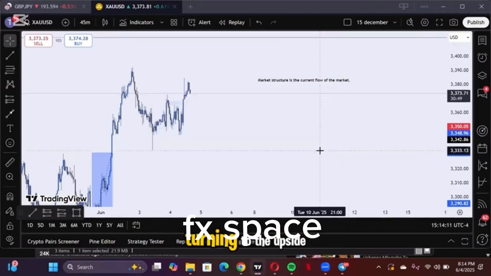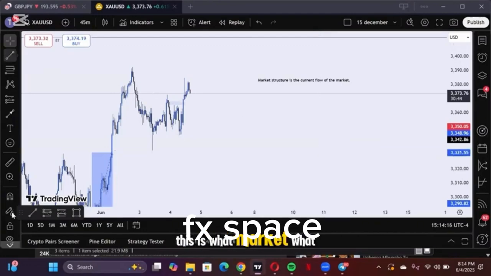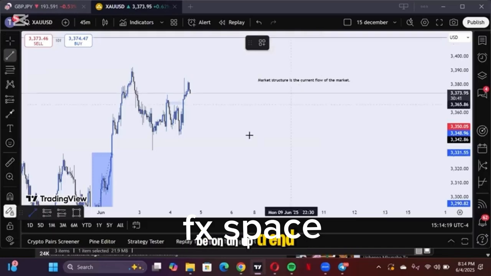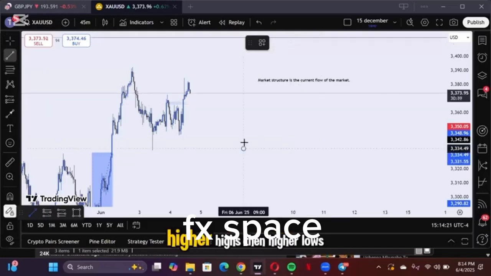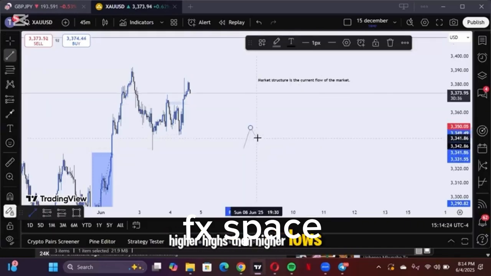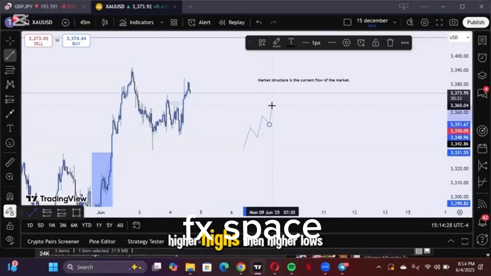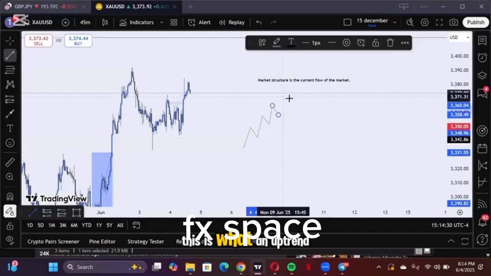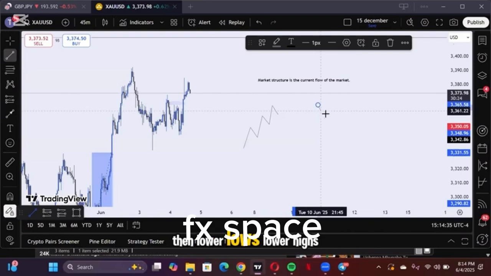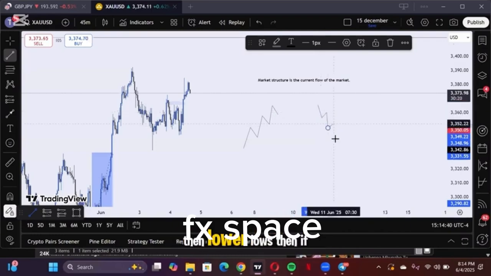So it's either market is trending to the upside or it's trending to the downside, or market is ranging. Now, this is what it means for market to be on an uptrend. We see market making a series of higher highs, then higher lows, higher highs, then higher lows. This is what an uptrend is made up of. Then for a downtrend, you see markets making a series of lower highs, then lower lows, lower highs, then lower lows.